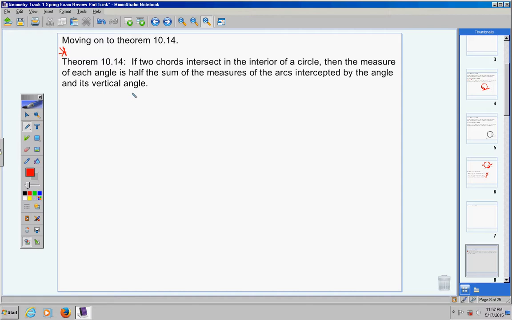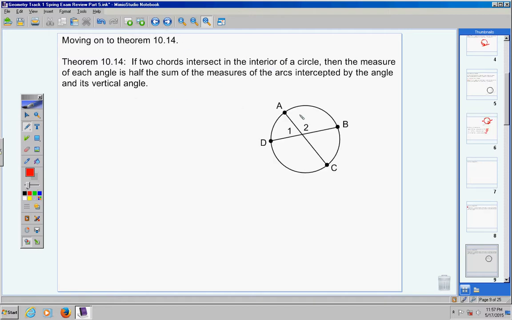If two chords intersect in the interior of a circle, then the measure of each angle is half the sum of the measures of the intercepted arc by the angle and its vertical angle. Sounds like probably Greek to you guys. Let me show it to you like this. Excuse me. Now please watch. Please listen.